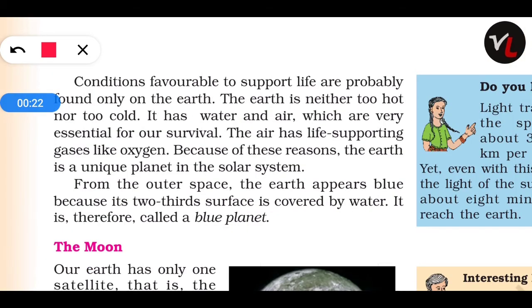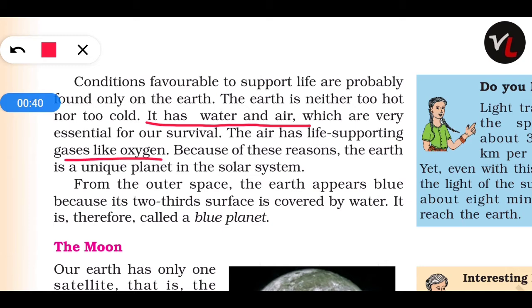What are the conditions favorable to support life on Earth? The Earth is neither too hot nor too cold. It has water and air, which are very essential for survival. The air has life-supporting gases like oxygen. Because of these reasons, there is life on Earth.